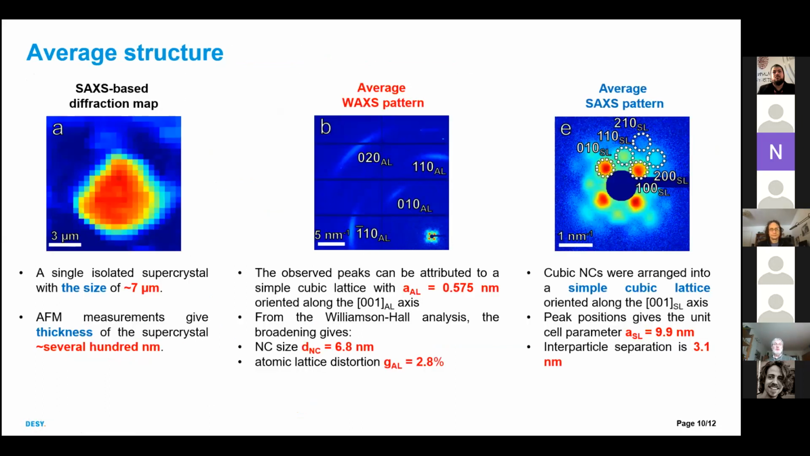Okay, first of all, the average structure. If you look at this result, it is a SAX-based diffraction map, and you can easily see a single isolated supercrystal with a size of 7 microns, and AFM measurements give a thickness of a few hundred nanometers for these supercrystals.